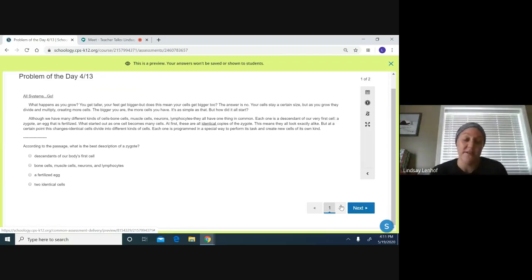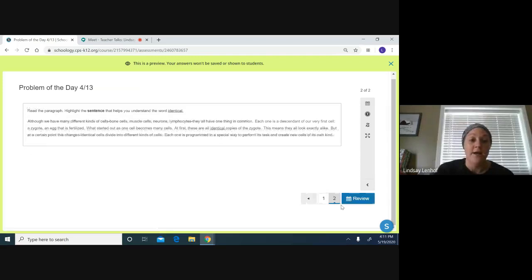The second one was another AIR-like question. This one, though, was a highlighting question. They had to read the paragraph and highlight the sentence that helped them with the meaning of the word. Again, they were familiar with this type of question because we had done these starting back in January. So these questions were nothing new. They were very comfortable with them.